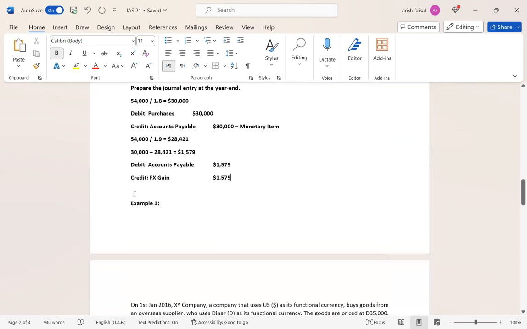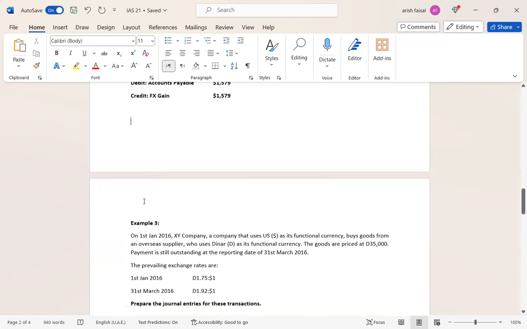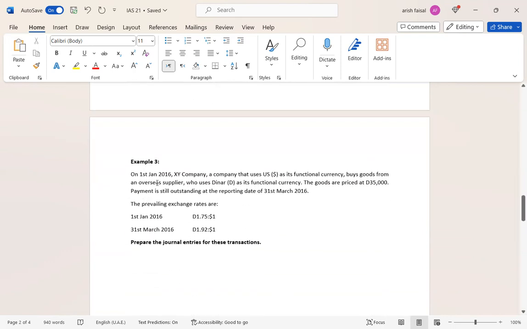Now, in the third example, on 1st of January 2016, the XY company, a company that uses US dollar as its functional currency, buys goods from an overseas supplier. So in this case, you have one company, which is XY company, operating in the US and it's trading in US dollars. So that is considered to be its functional currency. Whereas the other company, which is an overseas supplier for XY, is operating in a country where dinar is the currency which is used to carry out the transaction.